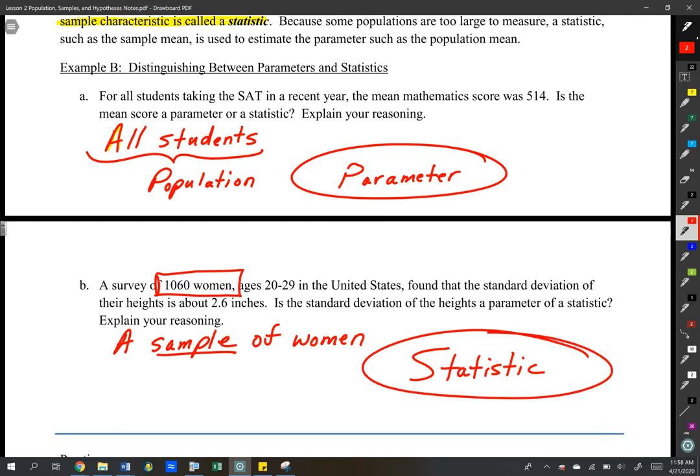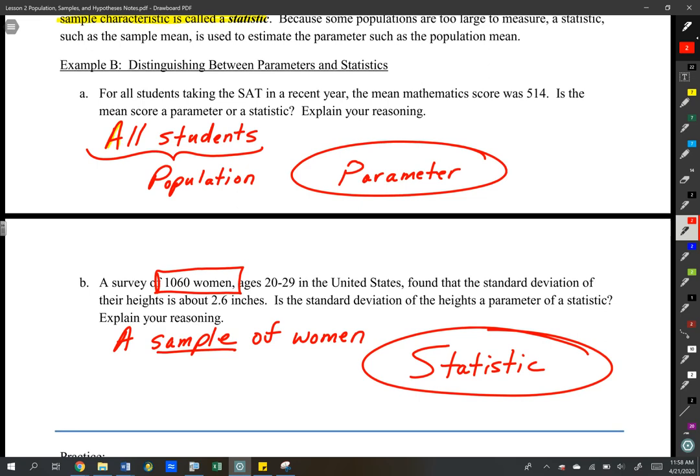All right, at this point, I would suggest you pause the video and try to do the practice problems here, and then get it going again when you're ready.